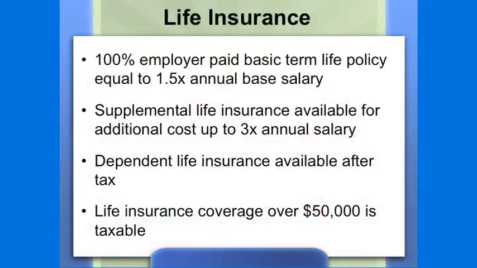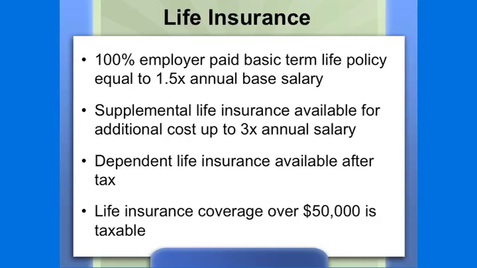Life insurance is another core benefit, and CVMC provides you with a credit equal to the cost of a 100% employer-paid basic term life policy equal to 1.5 times your annual base salary. This coverage is voluntary, so you're not required to enroll in it, even though you are provided a credit equal to the cost of the basic policy. If you choose to take advantage of the basic policy, you're then eligible to buy additional amounts of life insurance up to 3 times your annual salary.